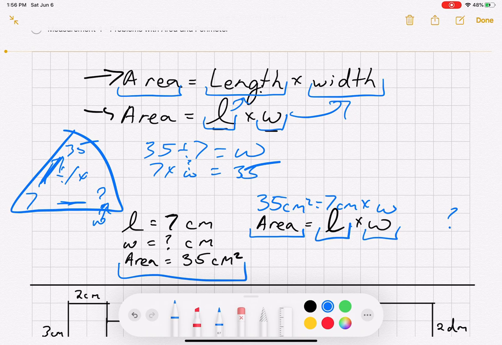Multiplying, figuring out what that's multiplied by is very easy. 7 times 5, we know that, or 35 divided by 7 is 5. So we know that the width is going to equal 5, but 5 what? I'm going to look back at my area, and it's in centimeters squared. So my units are centimeters, so I have to make sure that I put in 5 centimeters.